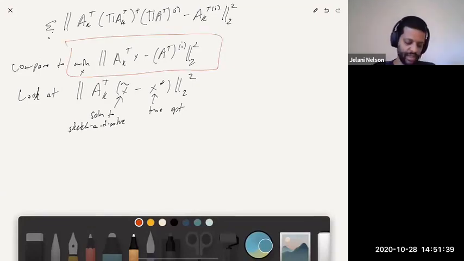The true optimal solution is, basically, pretend that you want to project A transpose onto the column space of A_k transpose with as little error as possible. If you get rid of the transposes, you want to project A onto the row space of A_k as best as possible. And the best way to do that is to simply choose A_k. Okay, so you're going to project onto V_k.